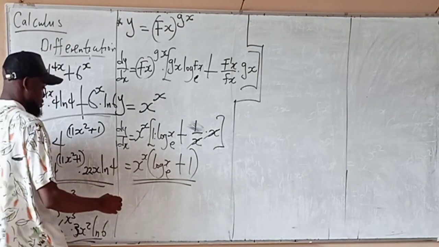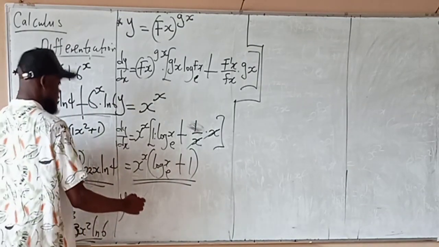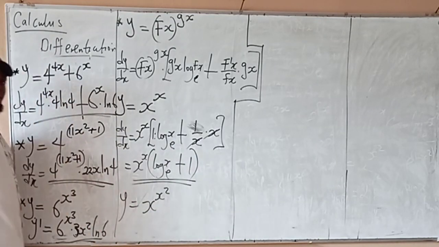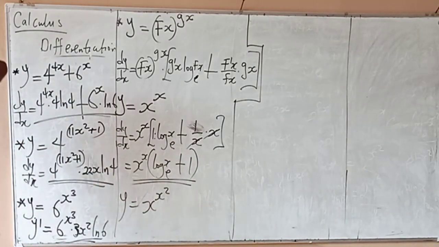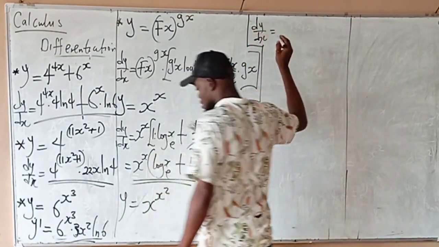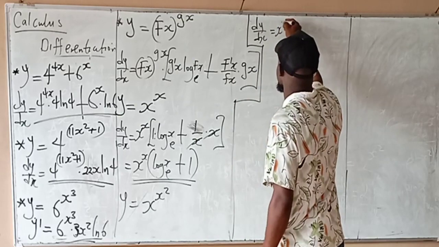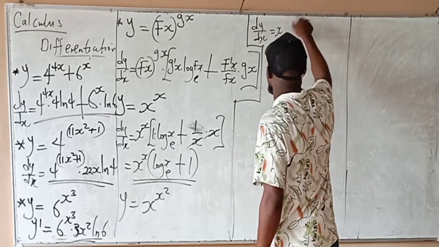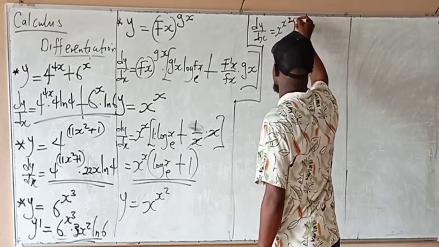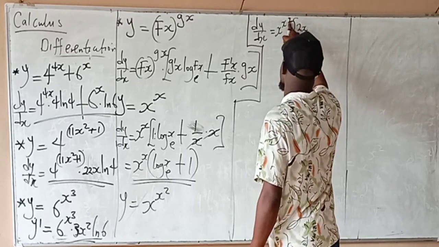Let's have something nice. y is equal to x to the power x squared. How are we going to do this? Remember the first thing: the dy over dx will be. First you write the question out, x to the power x squared. Then differentiate the power. Differentiate x squared. What do you have? You have 2x.